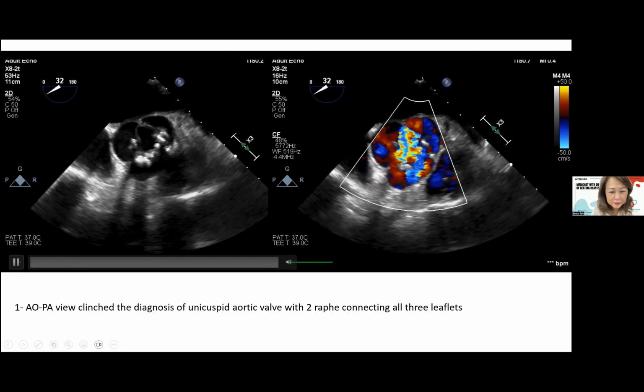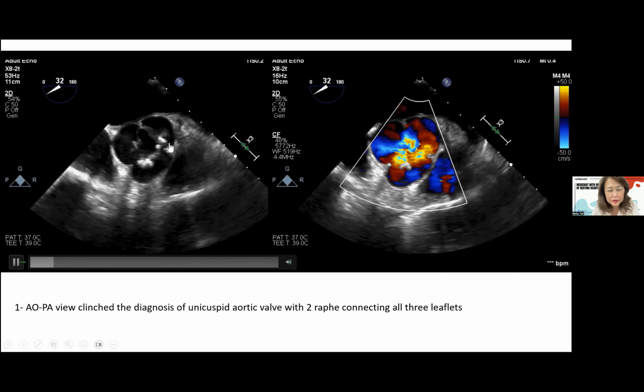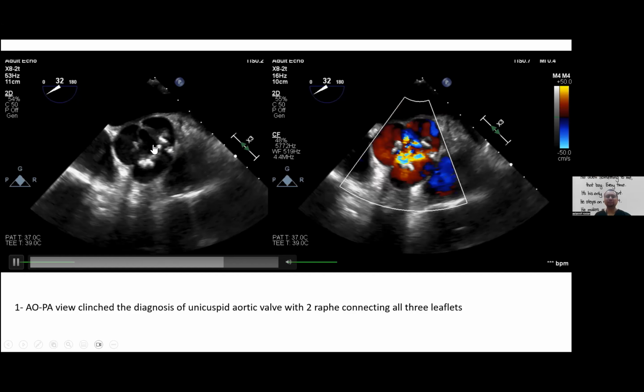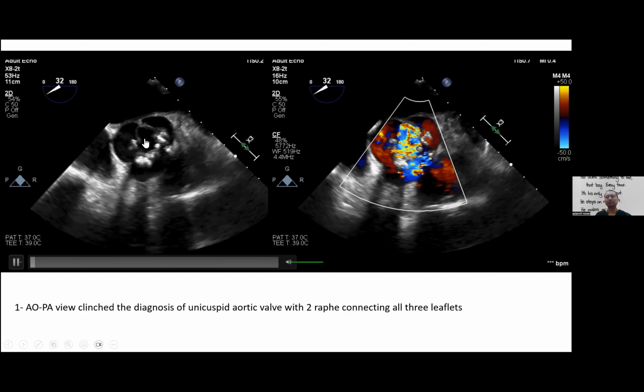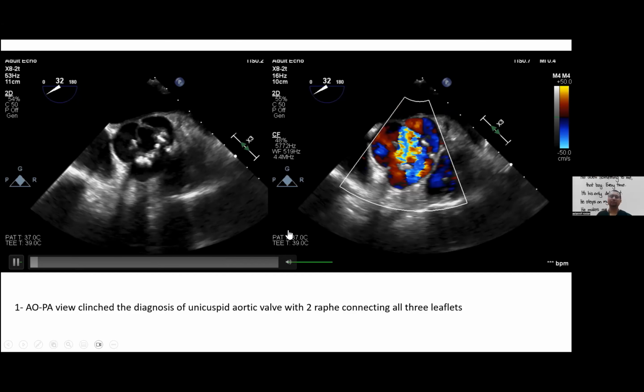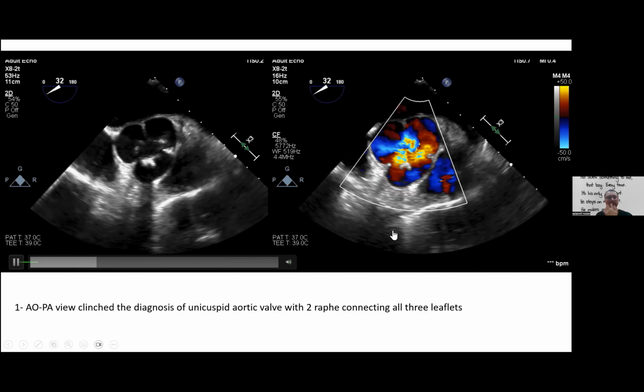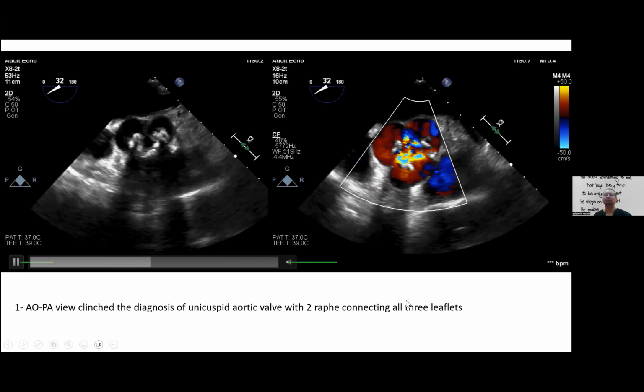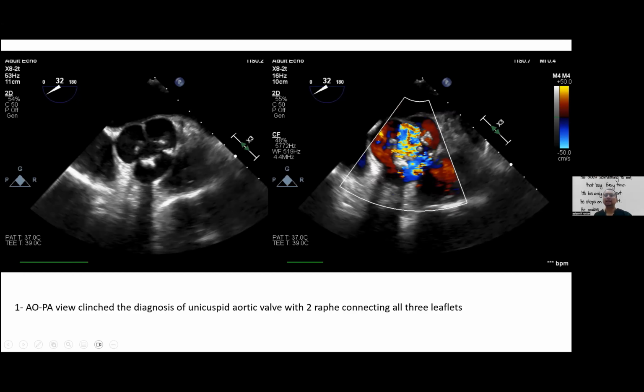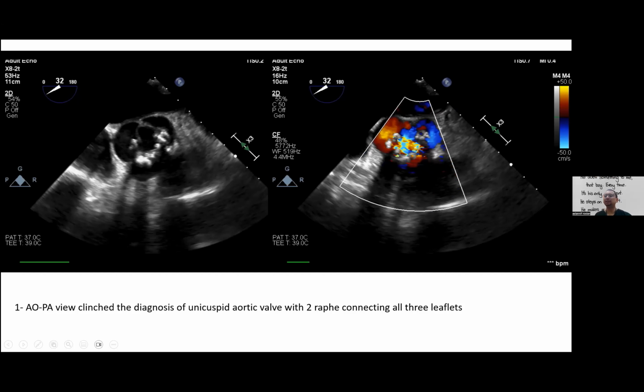Okay, so these three leaflets here are actually connected to each other by raphes there and there. This is the only opening. So this is a unicuspid aortic valve. And this unicuspid aortic valve causes concomitant severe aortic stenosis and a reverse area gradient mismatch with aortic regurgitation.